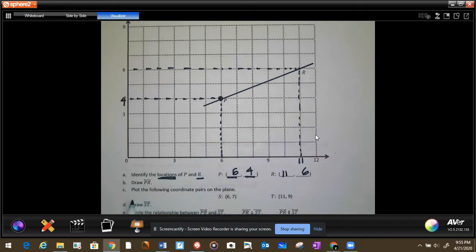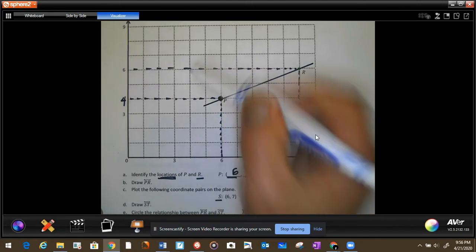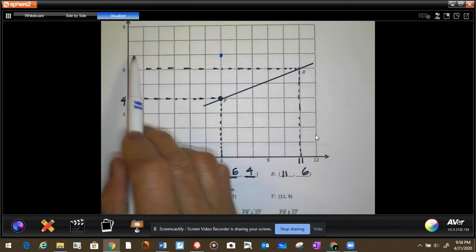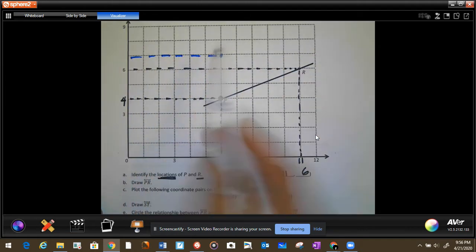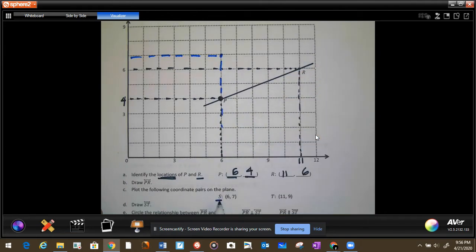Now, the next task is plot the following coordinate pairs on the plane. So we're going to look at S. S is going to be, the X is 6, so we're going to go 6, and Y is 7. So we're going to jump to 7, and 7 comes one more after 6. So that's where it's going to be. And that will be the first coordinate pair, and we must label it, and that will be point S.